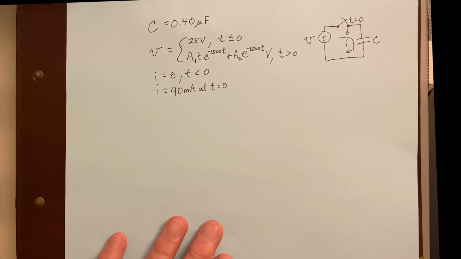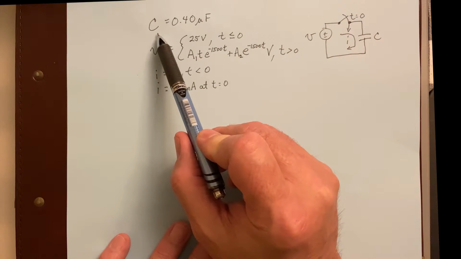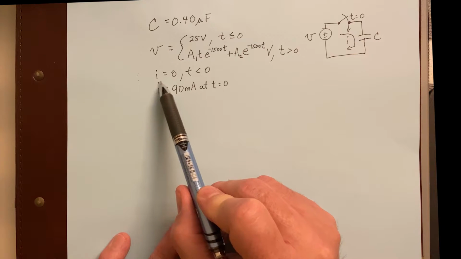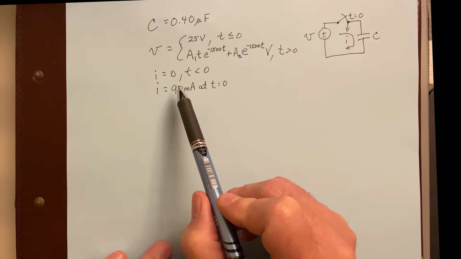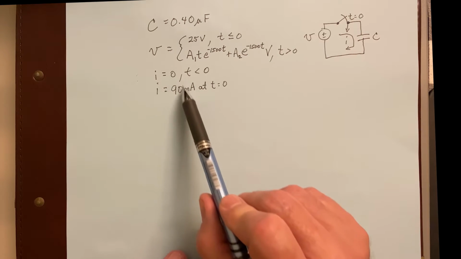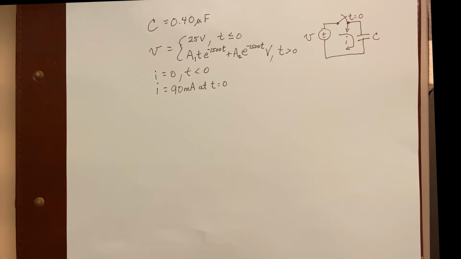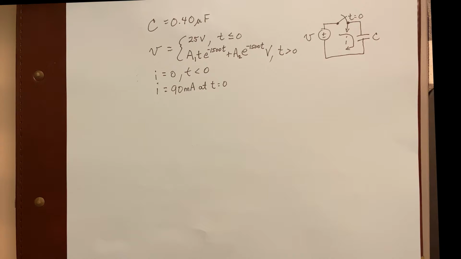Okay, now coming back to this problem here, we see that this is a capacitor problem, and there is an instantaneous change in current. Now, you can have an instantaneous change in current. You cannot have an instantaneous change in voltage for a capacitor problem. So this is legal. This is okay. If it were voltage doing that, not legal, not okay.